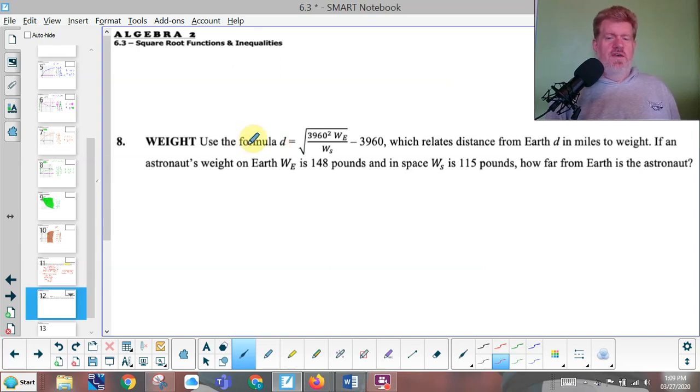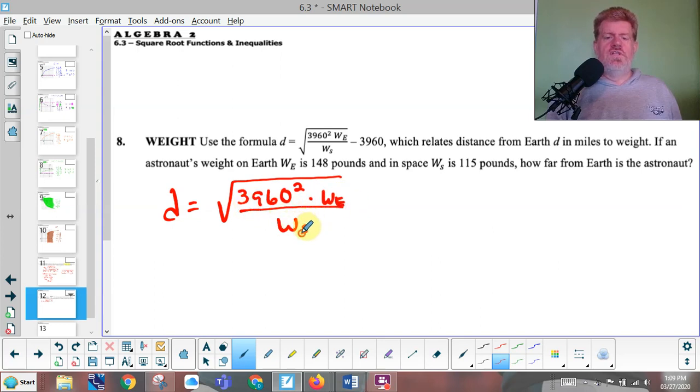Okay. So the formula is the square root of 3960 squared times your weight on Earth divided by your weight in space, minus 3960. Okay. Don't know where that formula came from. And most formulas that you use, especially if you ever do your taxes, we don't know where necessarily those formulas come from. I could figure them out, but I don't need to. I just need to use these formulas.